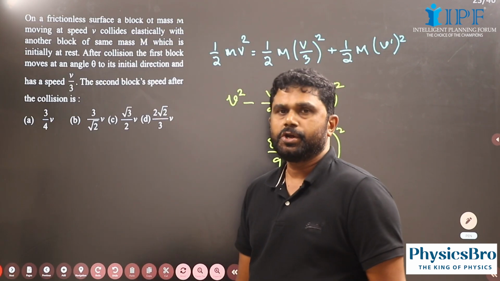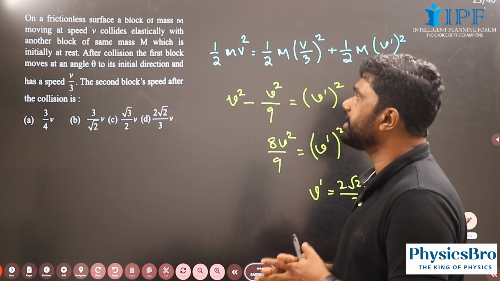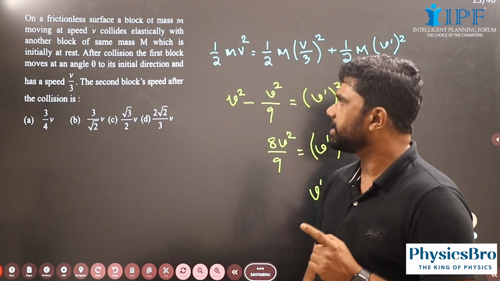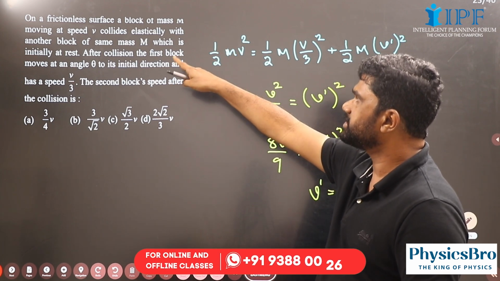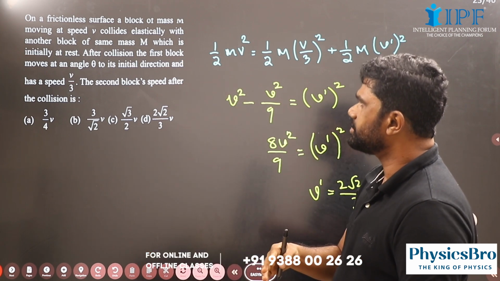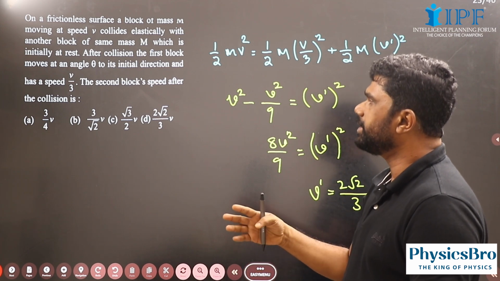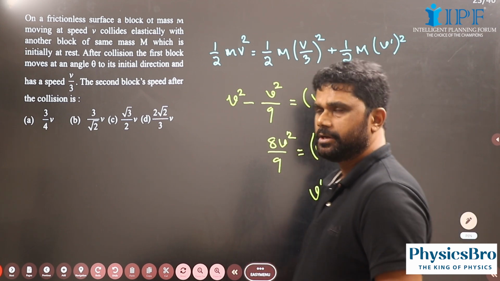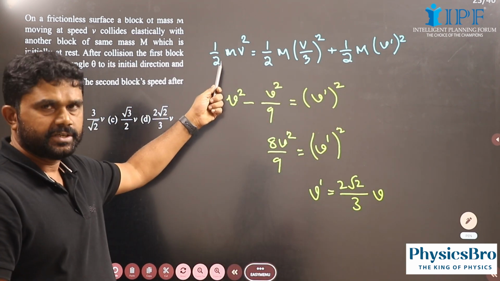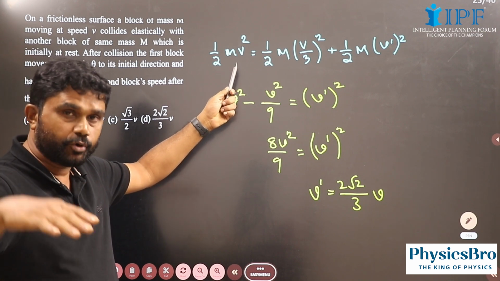Right. Now children, we have another example here. On a frictionless surface, a block of mass m moving at a speed v collides elastically, means kinetic energy will be conserved, with another block of mass capital M, means an equal mass, which is initially at rest. After collision, the first block moves at an angle theta to its initial direction with a speed v by 3. The second block speed after collision is, see, total kinetic energy will be conserved, half mv square. That is the initial kinetic energy, if only the first body is moving, the second body is at rest.